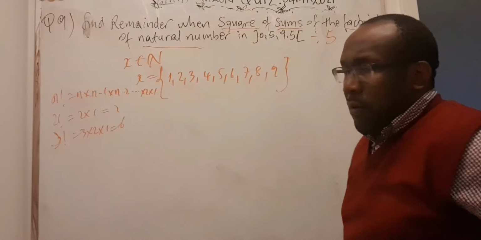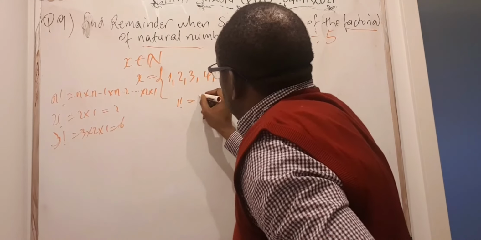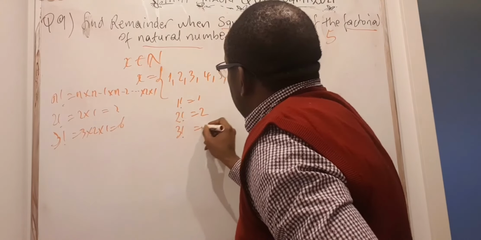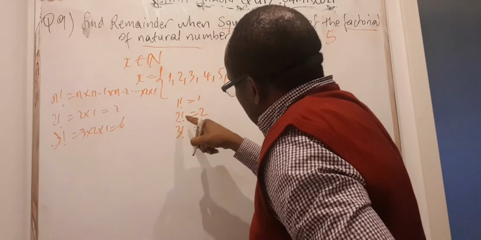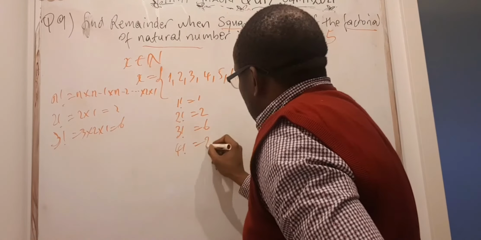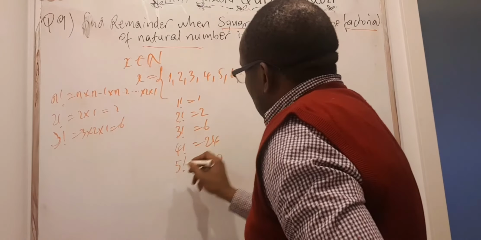So let's just make a small arrangement here. If I start, 1 factorial is 1. 2 factorial is 2. 3 factorial is 6 because it is 2 times 3. 4 factorial is 6 times 4, that's 24. 5 factorial is 120 because 24 times 5.